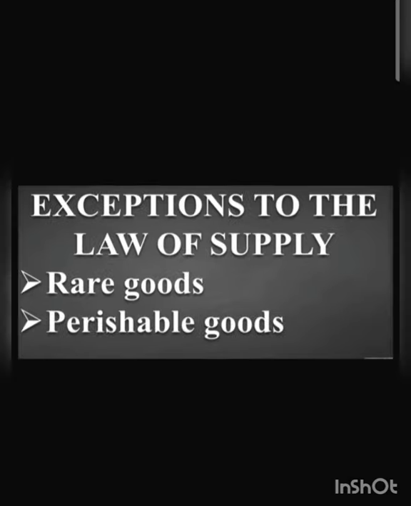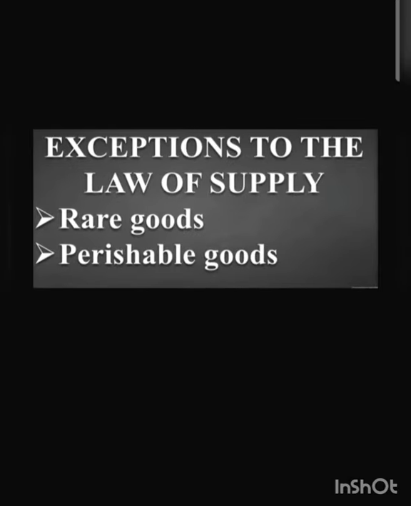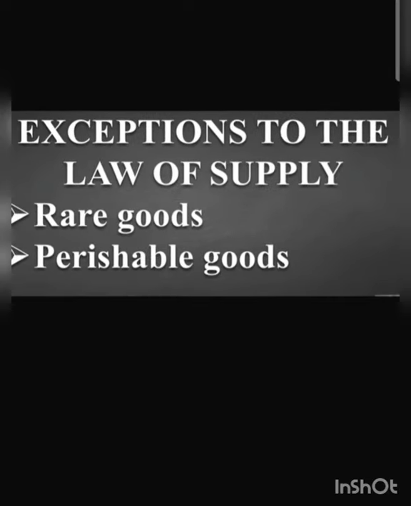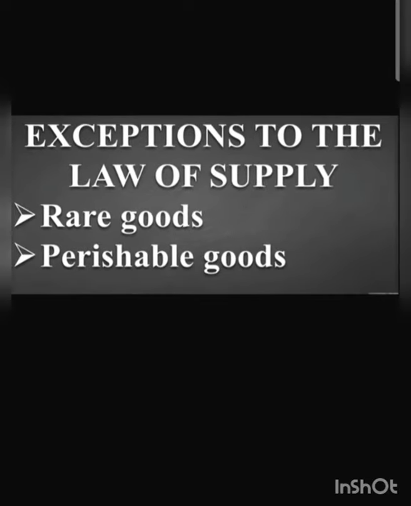Now here students, you can see the 2 points, that is exemption to the law of supply. In this exemption to the law of supply, the first one we will see is rare goods, and the second one is perishable goods. As we have seen in demand, the exemption to the law of demand, over here it is exemption to the law of supply.